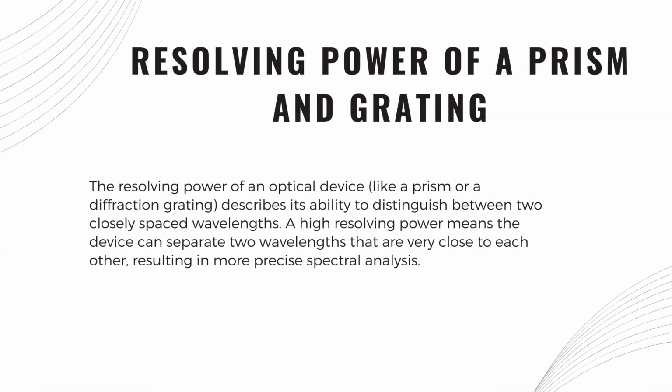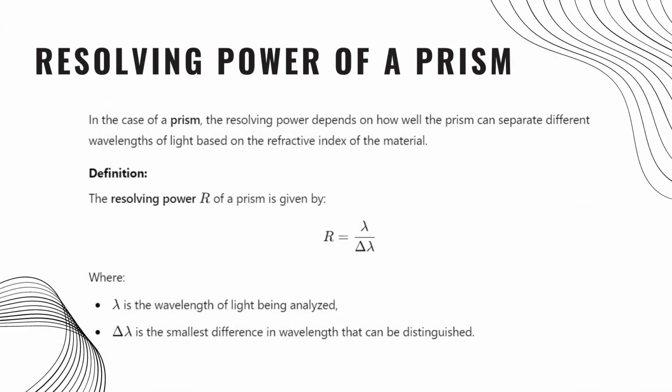The resolving power of an optical device, like a prism or a diffraction grating, describes its ability to distinguish between two closely spaced wavelengths. A high resolving power means the device can separate two wavelengths that are very close to each other, resulting in more precise spectral analysis. In the case of a prism, the resolving power depends on how well the prism can separate different wavelengths of light based on the refractive index of the material.